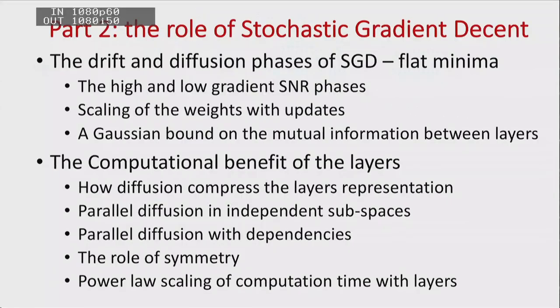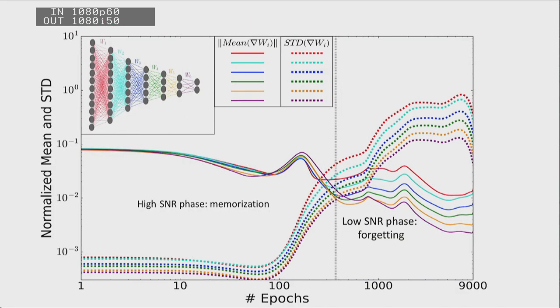So I mentioned the very important fact that if you look at the gradients, which is really the reason why we see all these interesting dynamics, we have these two phases. The high SNR phase, where this is the mean and this is the standard deviation of the gradients per layer, averaged over all the units. So we have this very dramatic high standard deviation, high SNR, high difference between the mean and the standard deviation. And then at some point, which is very important for us, essentially the layers converge to some sort of a flat minimum in the energy, or the training error landscape.